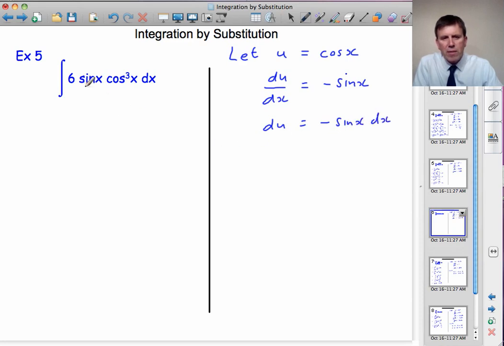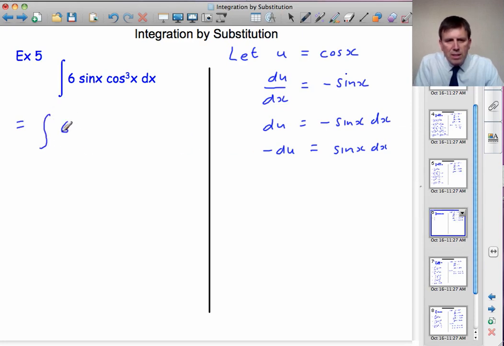And if we look across here, I can see I've got a sin x dx. So let's get sin x dx explicitly, and it would be minus du, just divided by minus 1. And now we're ready to complete the integration. We've got the integral of 6 cos x is u, so that's u cubed, and then the sin x dx is minus du, so I can put the minus sign at the front and du. And now it's straightforward.